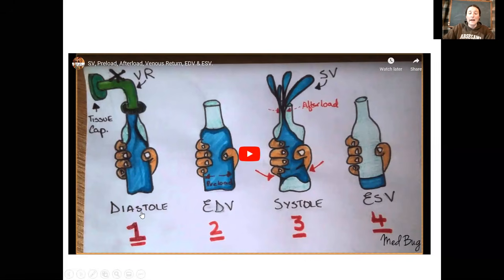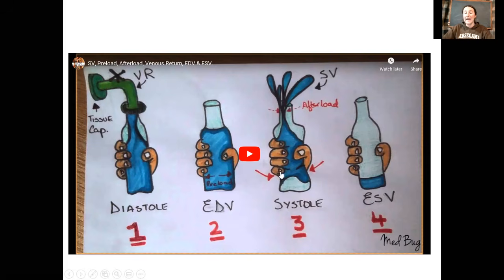At the end of diastole, there is a certain volume of water or blood, and this volume is called the EDV. How much we're actually starting out with. And the pressure, the force that that water is exerting on the walls of the bottle or of the ventricle, that is called the preload. And that's actually going to determine how much blood is pumped out.